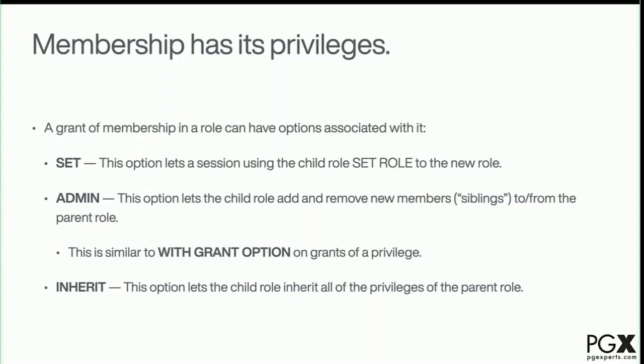So the grant itself has some options associated with it. The documentation consistently calls these options, so we're going to use that term. If you grant with set, that means the child role can use set role to adopt the parent role. Without that, it can't. So this is an important option if you're creating a role that you want the children of it to adopt. And you have to be a child of a parent to adopt the parent, which makes absolutely no sense in that terminology, but you get the idea.